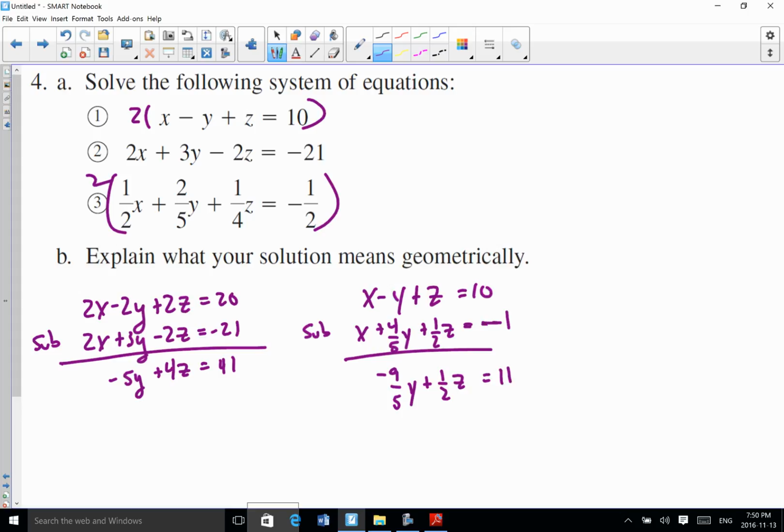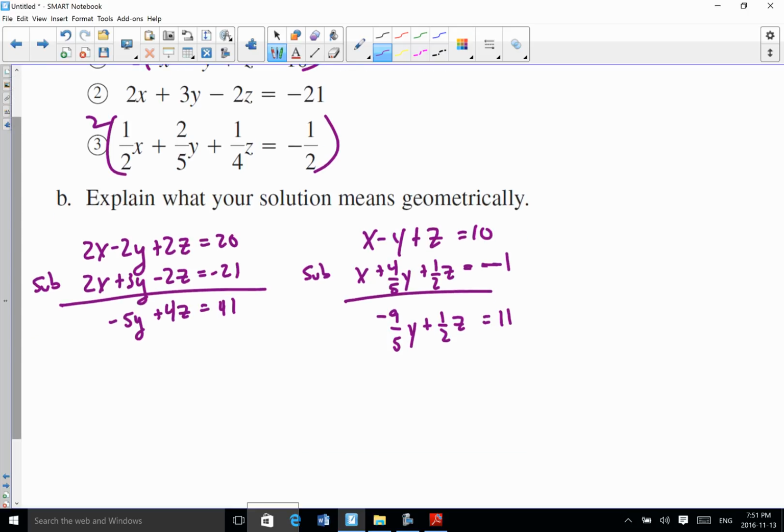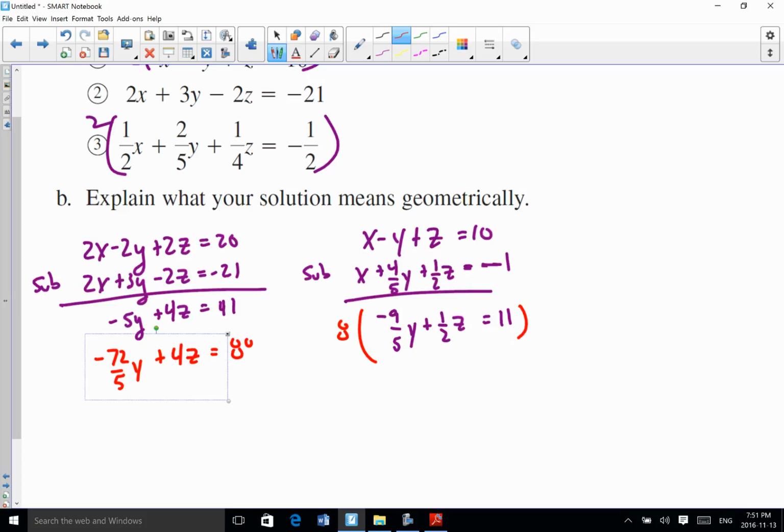Okay, so we've got our 2 equations set up for double elimination. Obviously, they're not the same right now. But if I take the second equation and I times it all by 8, not really the best number, but 8, I'll get negative 72/5 y. 8 times 1/2 is 4 z's. Kind of nice there. I got my z's to match. And 88. And the whole idea of picking the 8 was to get my z's to match. Okay. My z's are the same.